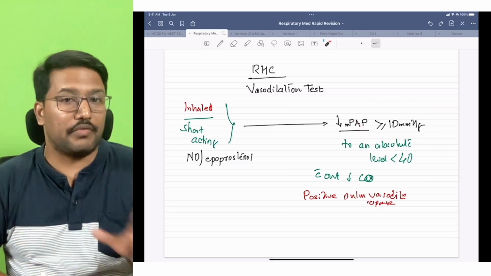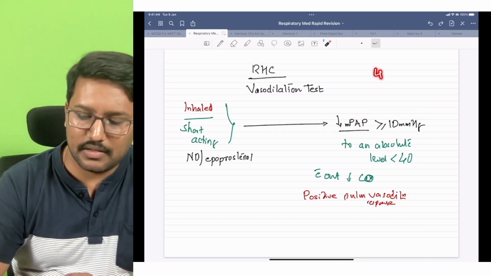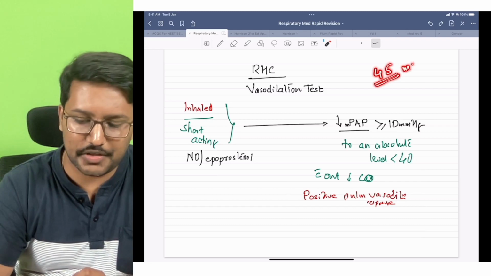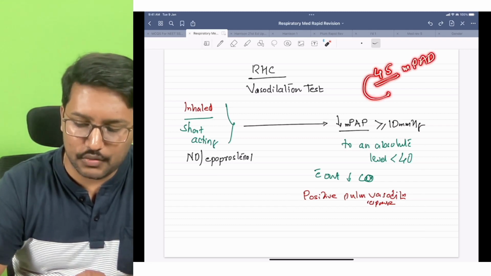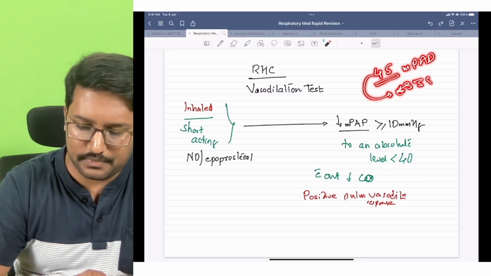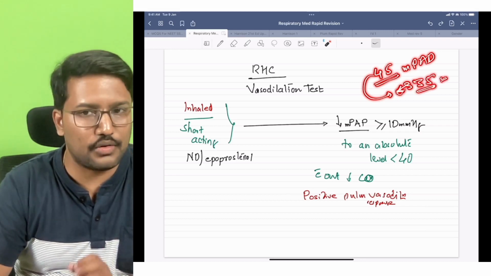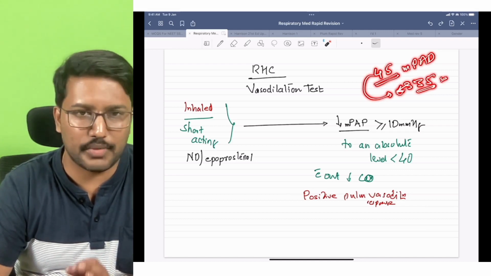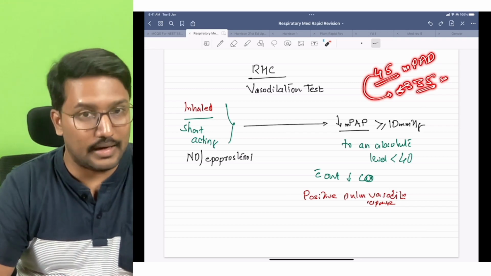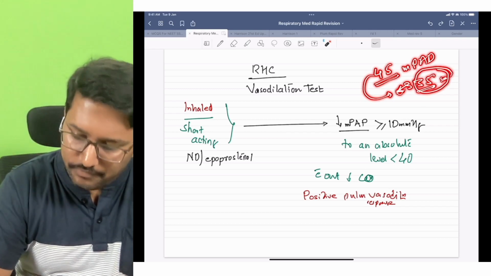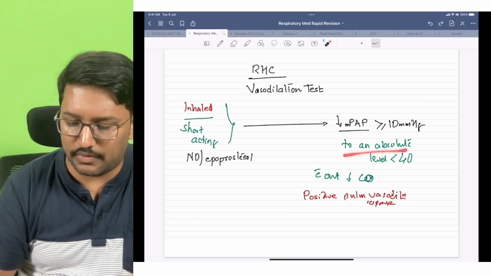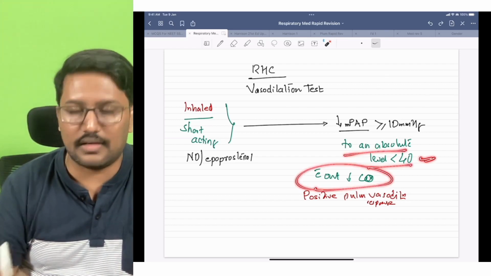That means, I'm giving you a hypothetical number. Let me start with a patient having 45. Pre-vasodilator, his mean pulmonary arterial pressure is 45 and I reduce it to, let me say, 35. Right, so it is a reduction of more than or equal to 10 millimeters of mercury in the mean pulmonary arterial pressure after the inhaled vasodilators, and the final value is less than 40. Both these criteria should be satisfied.